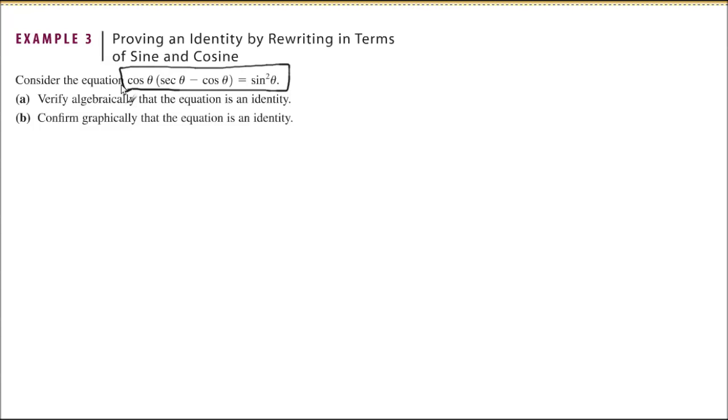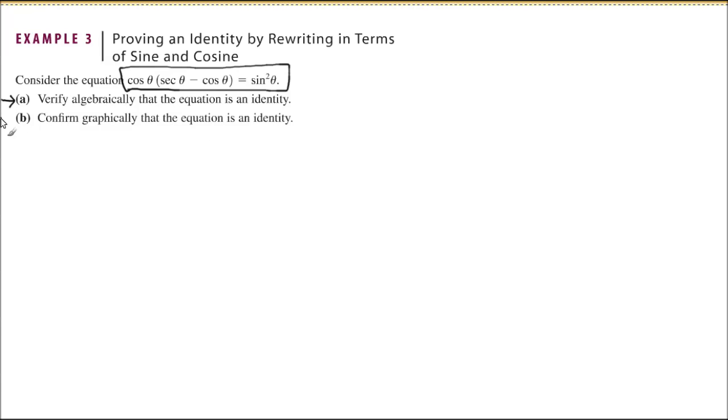Not an equation, it's an identity, it's supposed to be. Cosine theta times the secant theta minus cosine theta, close parentheses, is equal to sine squared theta. Statement A says verify algebraically that the equation is an identity. That is what we've been doing. I'm just going to explain part B and not do it.